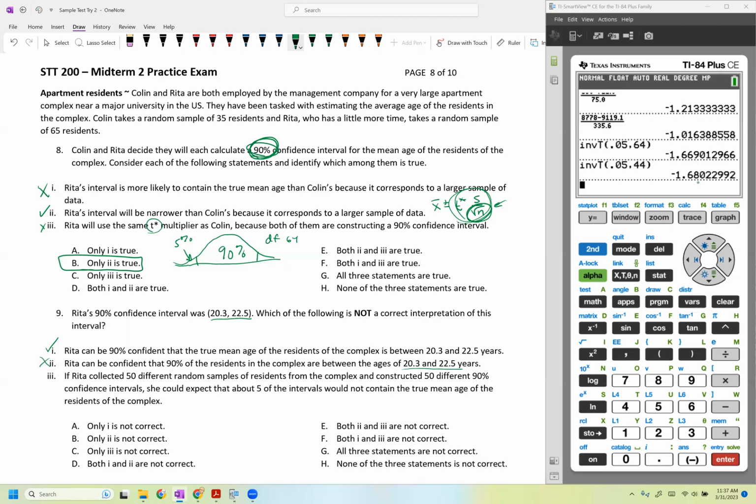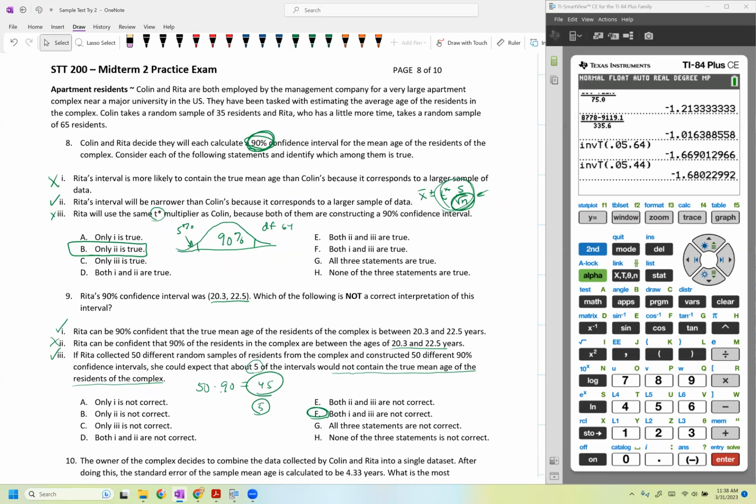The statement about the confidence interval is about the mean, not the individual values and their distribution. And then 3, if Rita collected 50 different samples and constructed 50 different 90% confidence intervals, she'd expect 5 of the intervals would not contain the true mean age. Well, 50 times 90% is 45. 45 of them would be expected to capture the true mean, and that means 5 of them would not. So number 3 is correct. So the correct answer here is 1 and 3.